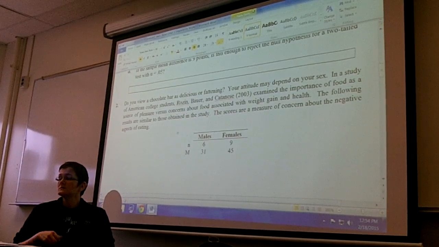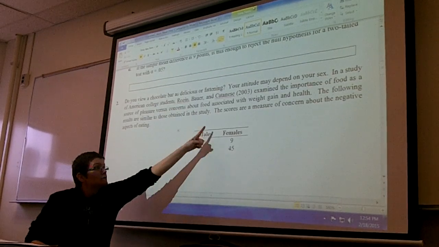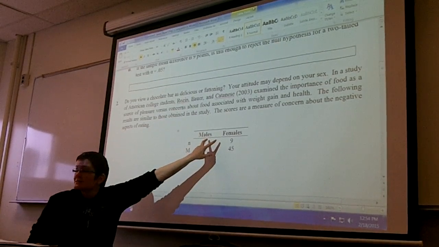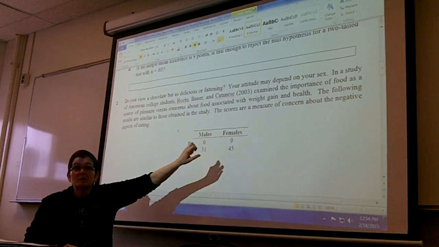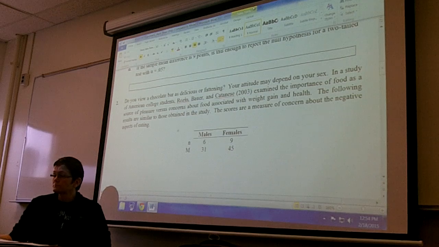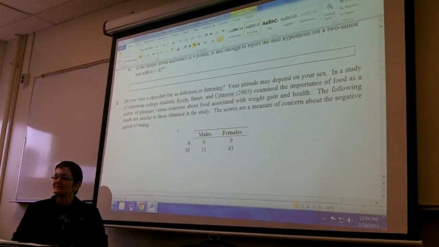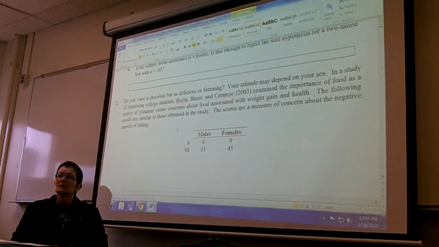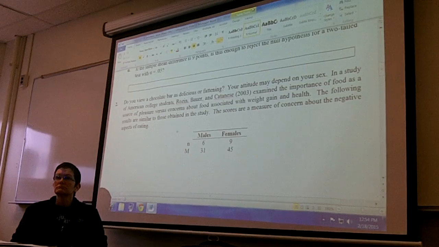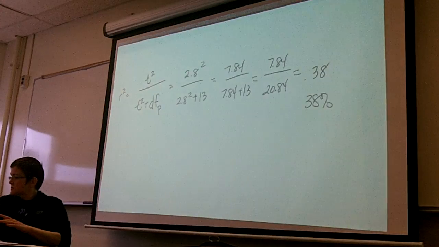So just make sure when you see a table like this, I'm telling you what groups we're comparing and what terms you should use. So it's not a trick. No tricks. So females show significantly greater concern about the negative aspects of eating compared to males. Okay? Now, walk me through that APA-style statistical statement.